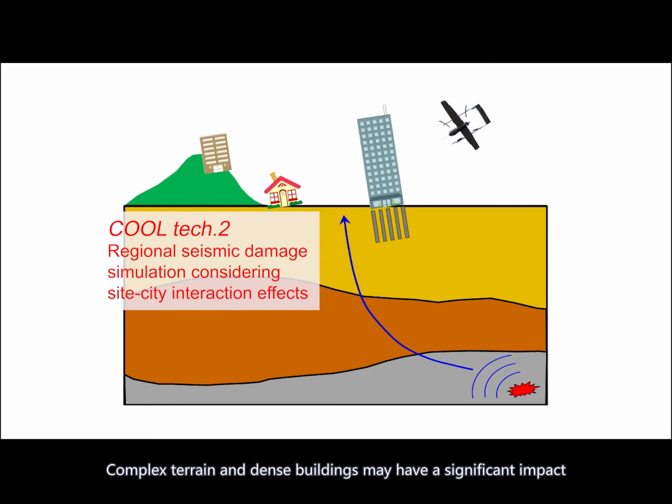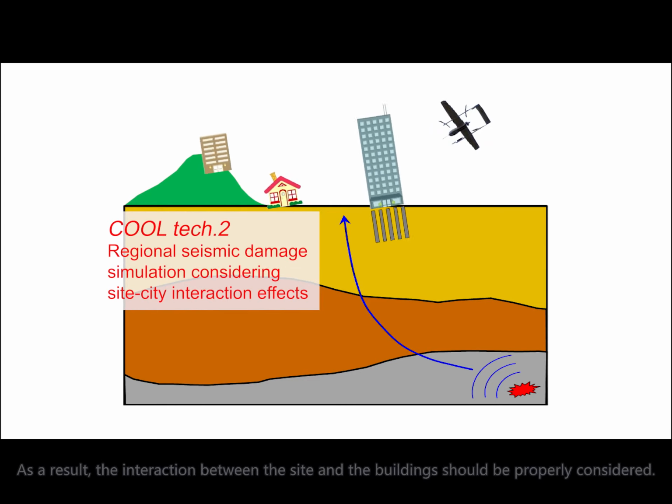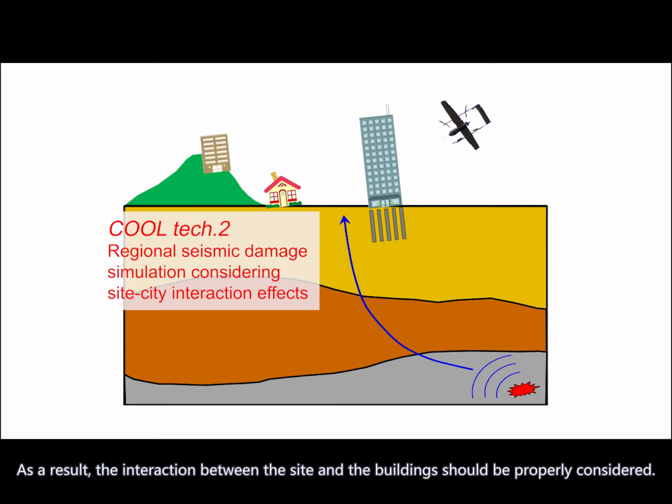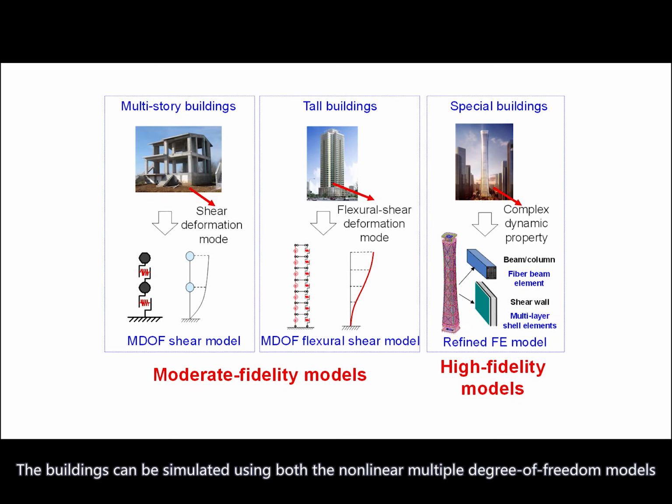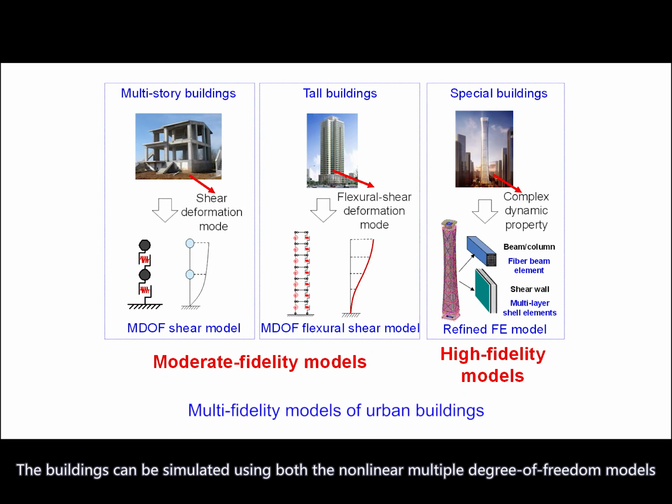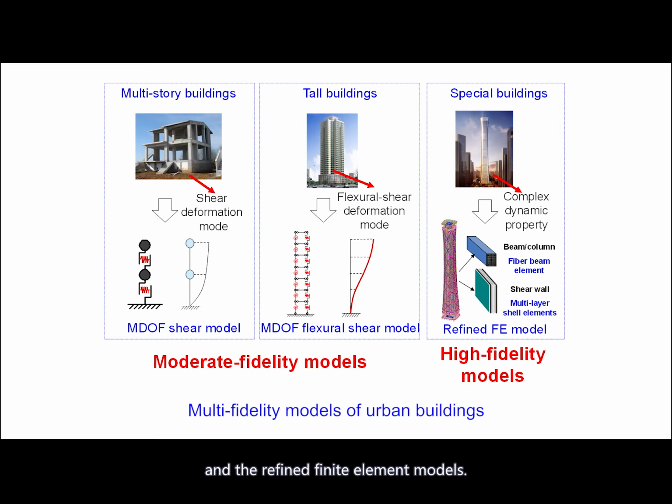Complex terrain and dense buildings may have a significant impact on the surface ground motion. As a result, the interaction between the site and the buildings should be properly considered. The buildings can be simulated using both the nonlinear multiple degree of freedom models and the refined finite element models.